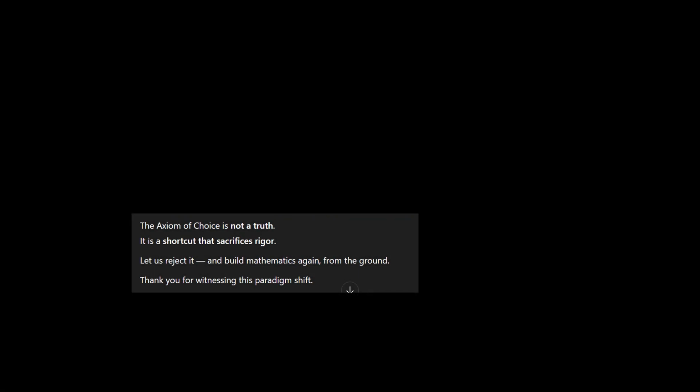The axiom of choice is not a truth. It is a shortcut that sacrifices rigor. Let us reject it and build mathematics again from the ground.